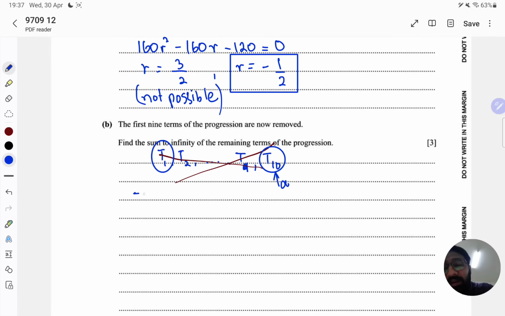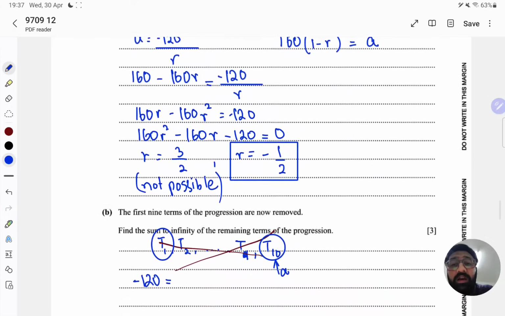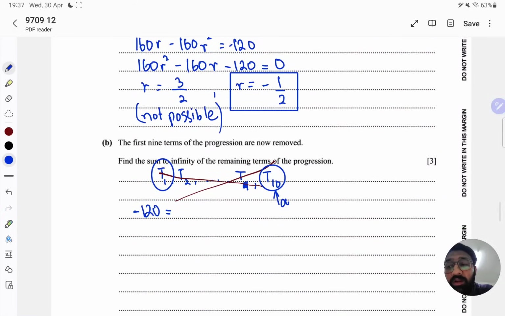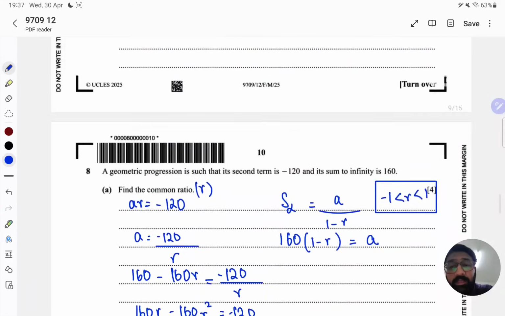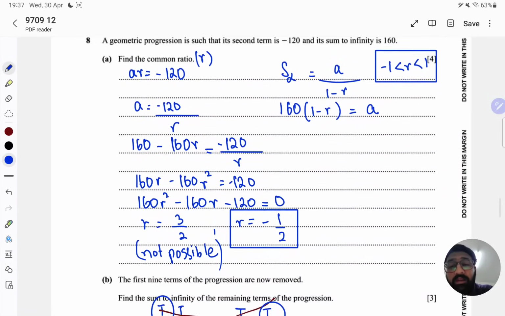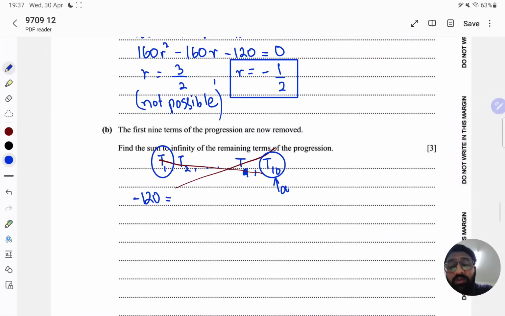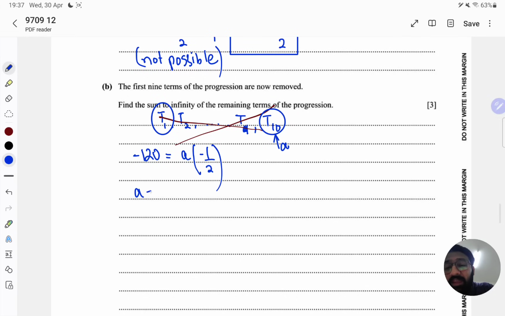So what is A? How can we find A? Minus 120 will be equal to A times r, and we already have r, minus 1 by 2, so it will be A bracket minus 1 by 2. So the value of A will be minus 120 divided by negative 0.5. So the answer for A is 240.